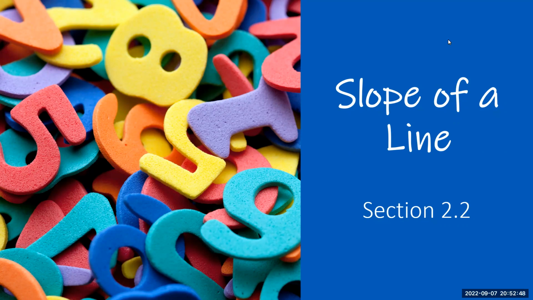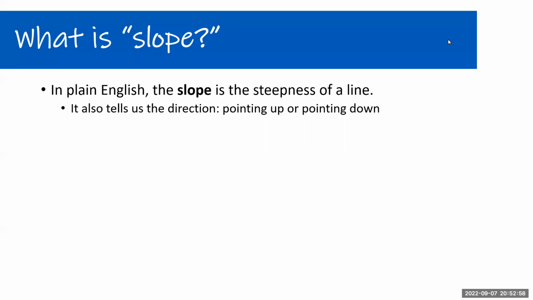Today, we're going to continue our discussion of Unit 2, and we're going to talk about Section 2.2, which is more in detail about the slope of a line. What is slope? Well, in plain English, slope is how steep a line is. It's also going to tell us the direction. Is it pointing up or is it pointing down? Pointing up is going to be a positive slope, and pointing down is going to be a negative slope.